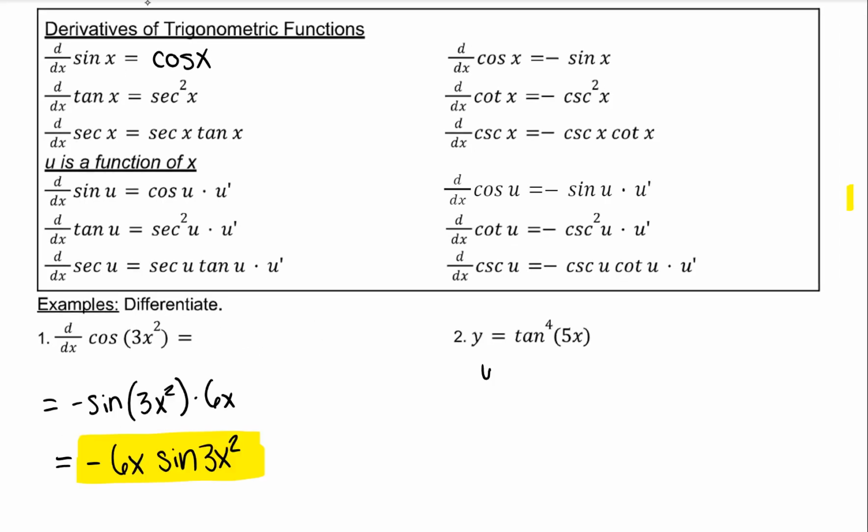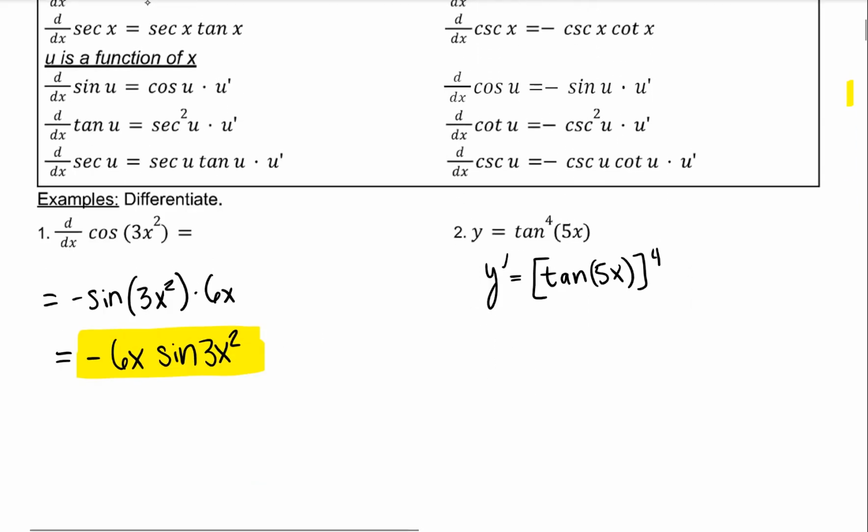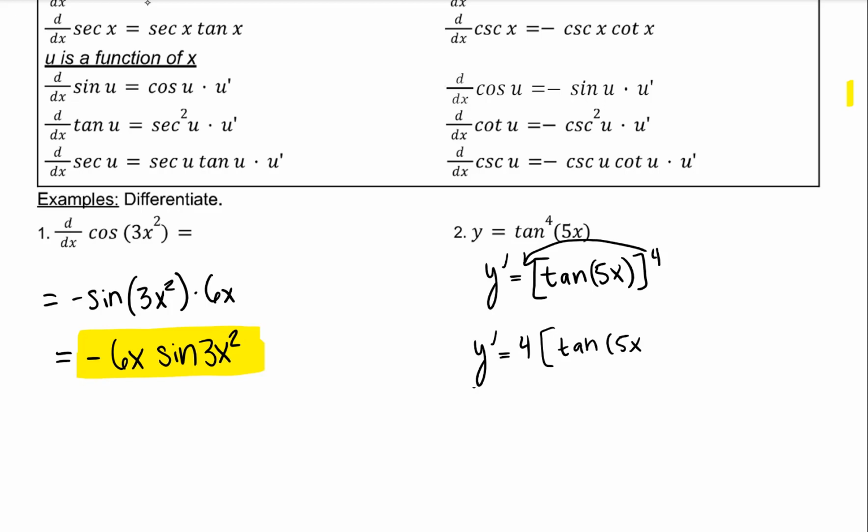I can rewrite this as a power where I have tangent of 5x to the power of 4. So I'm going to need to use the general power rule. First, we will pop down and power down, leaving the inside function the same. And then we'll multiply by the derivative of the inside function.